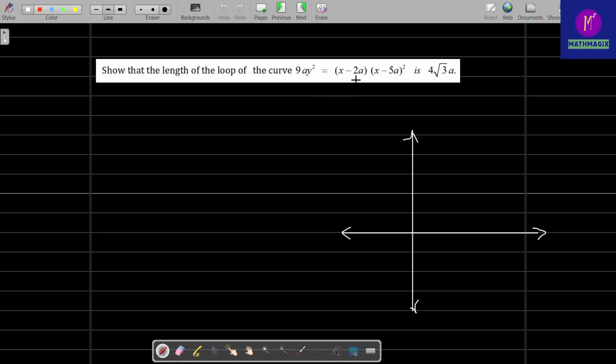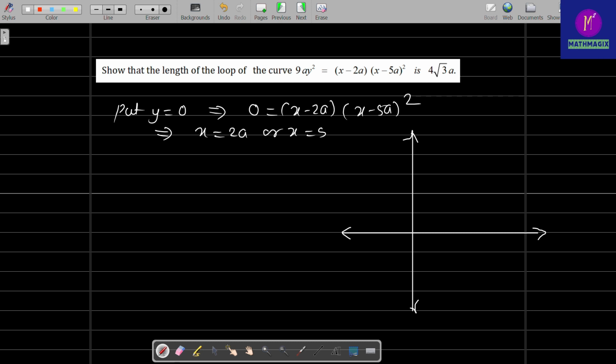First we will see that this loop is present in between which 2 points. We will put y equal to 0 in the left hand side because we have only 9ay square term in the left hand side. So put y equal to 0, which implies 0 equal to (x minus 2a) into (x minus 5a) square. This will give us x is equal to 2a or x is equal to 5a.